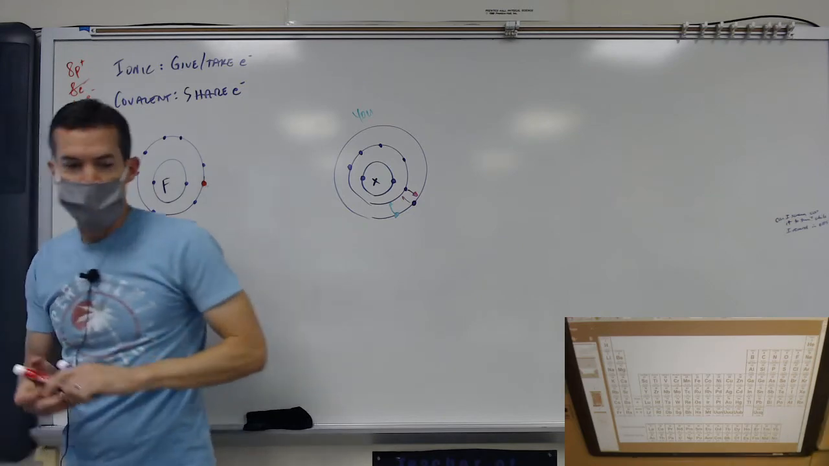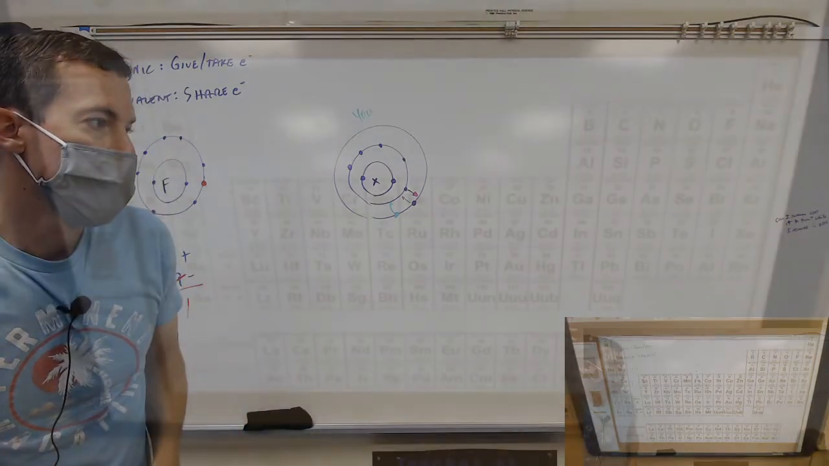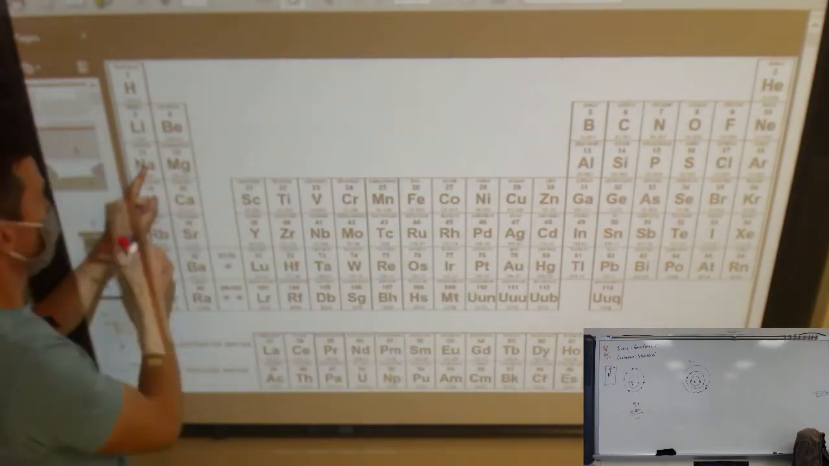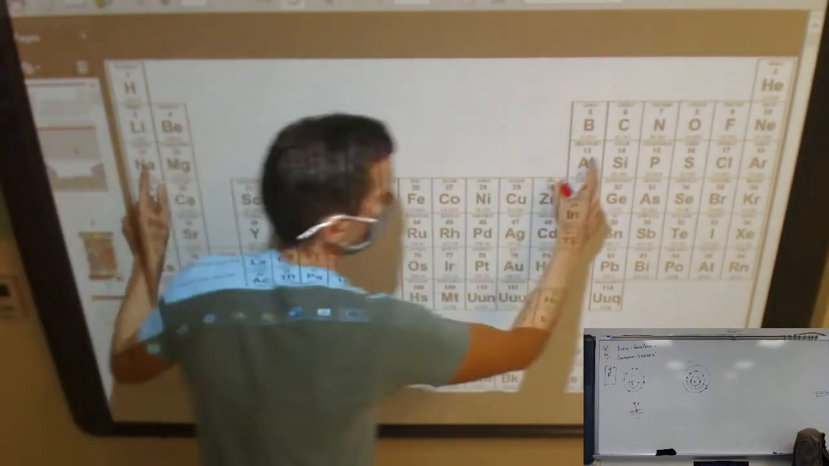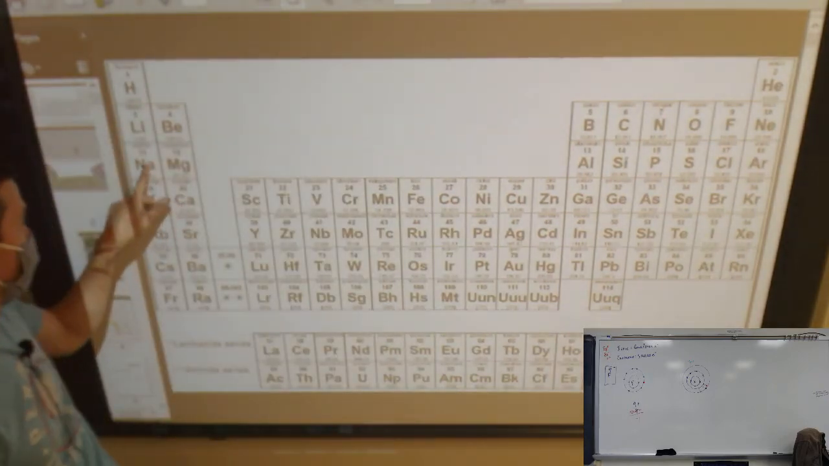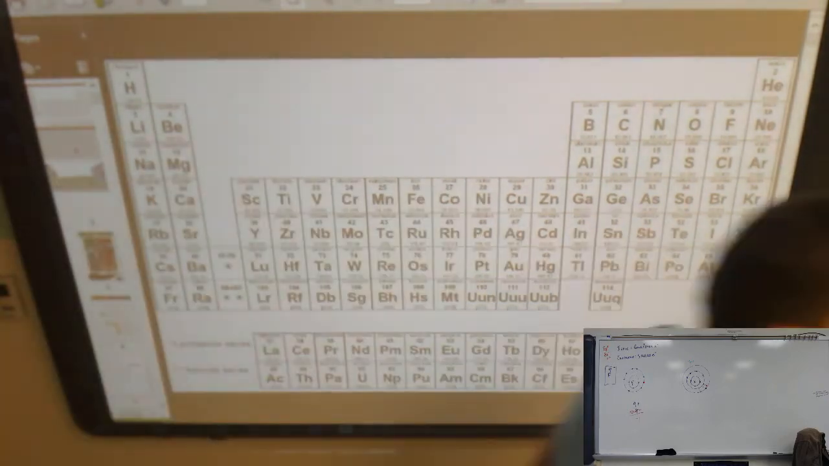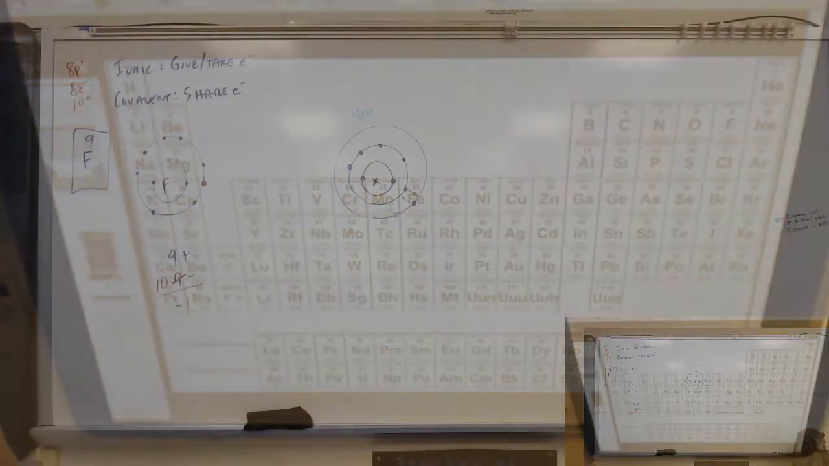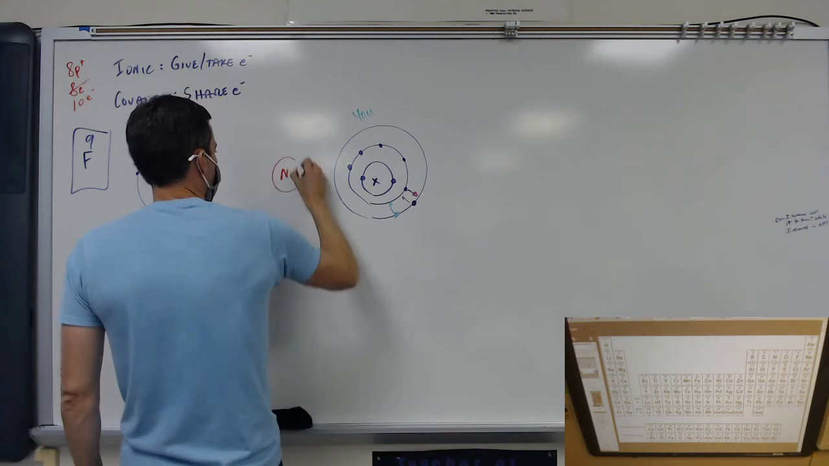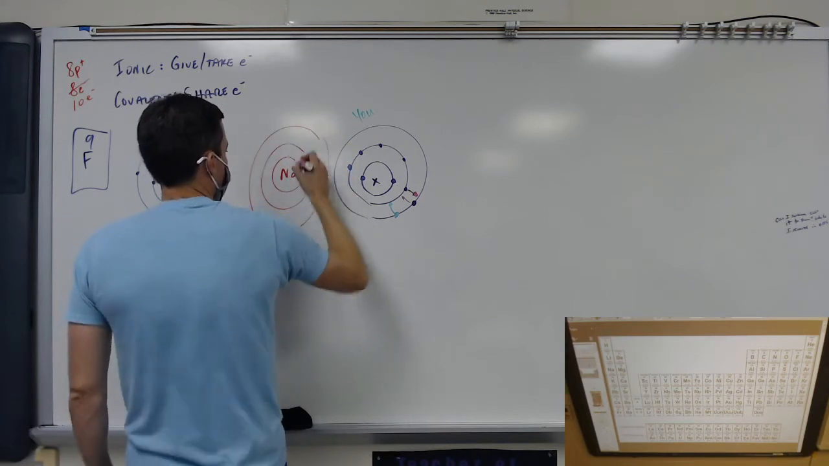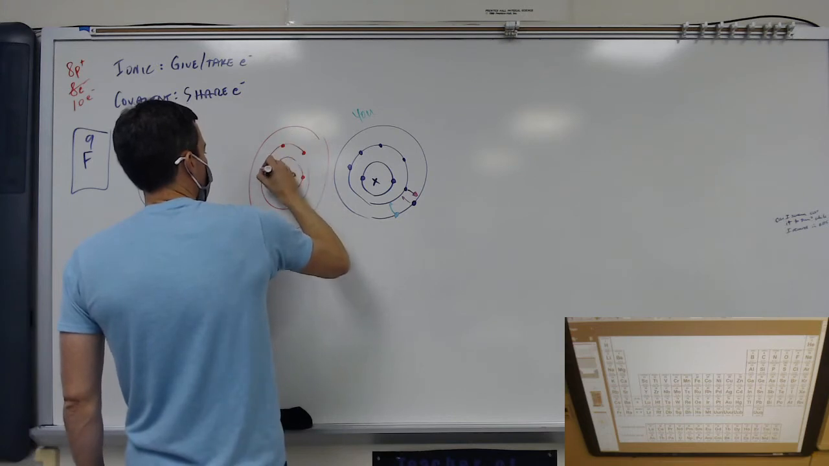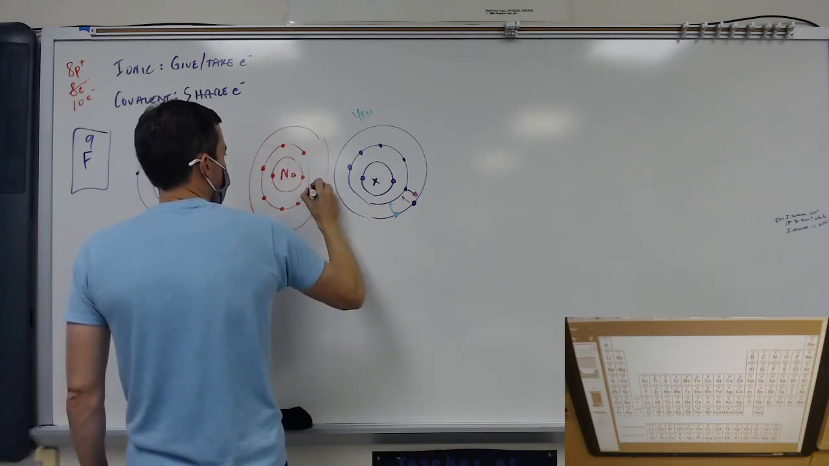If I'm sodium, I could gain 7 electrons. 1, 2, 3, 4, 5, 6, 7. But what's easier? Losing 1. If I just get rid of 1. So if I'm sodium, I look like this. 1, 2, 1, 2, 3, 4, 5, 6, 7, 8.